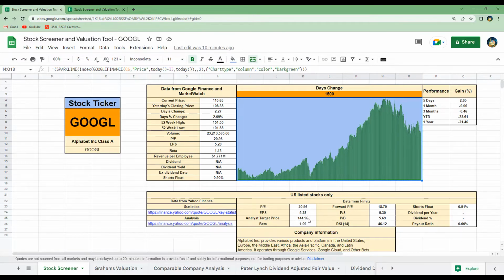We can here see that the analyst average 12 months target price is $144.96. With the current stock price close to $110, it's now a good time to pick up this company. We will try to analyze that in this video using 5 different intrinsic valuation models.